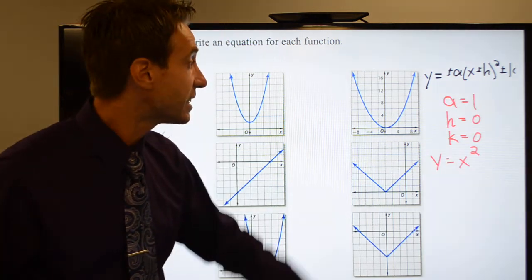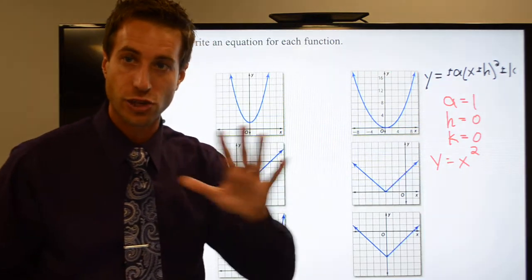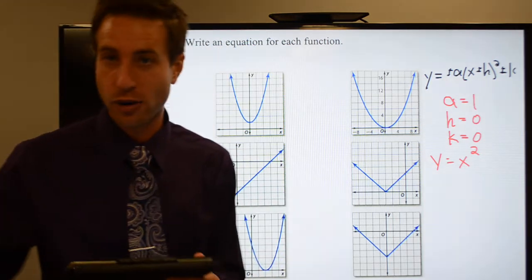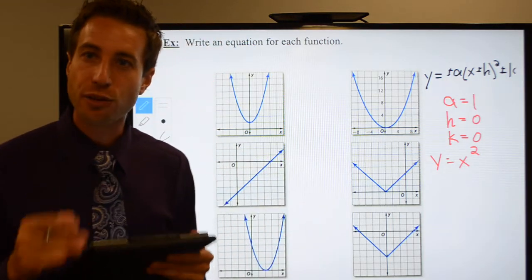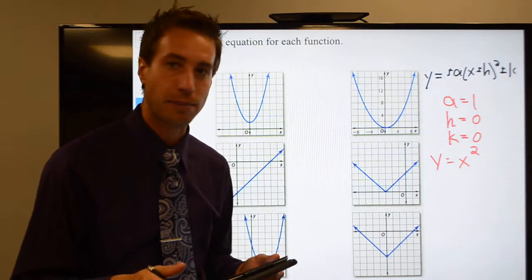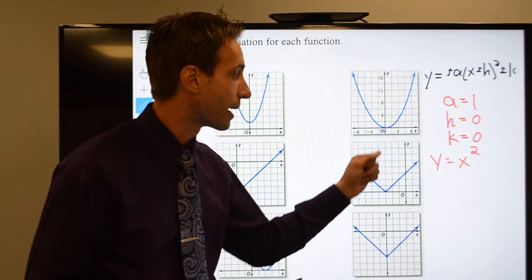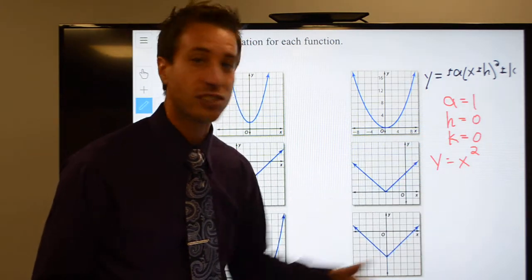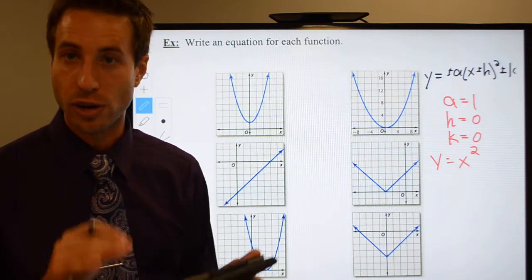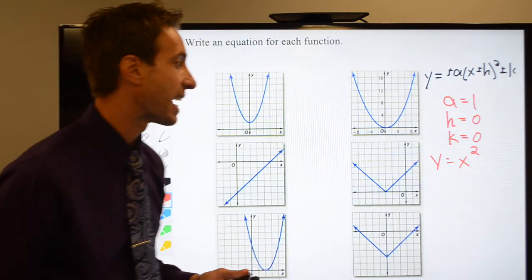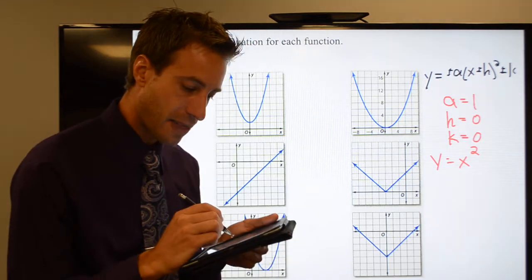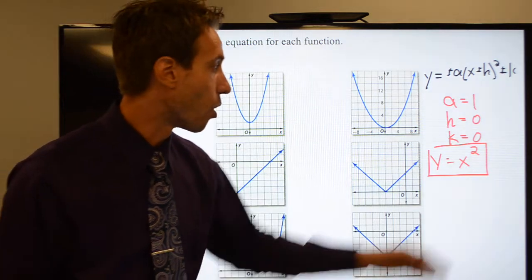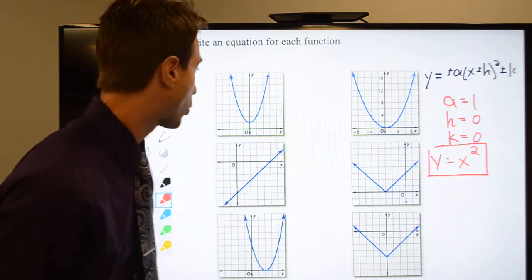For you guys, this is just going to be the standard parent function. Again, I know it is much wider. Actually, later on, we'll talk about dilations and how you figure out what A is. It's actually pretty simple. What you would do is choose a point. You would plug that point in for X and Y and then solve for A. A would be your unknown and that would allow you to figure out what A is. But at this point, we don't need to worry about that. We'll do that later. So for right now, for you guys, A will always just be 1 and you get Y equals X squared.